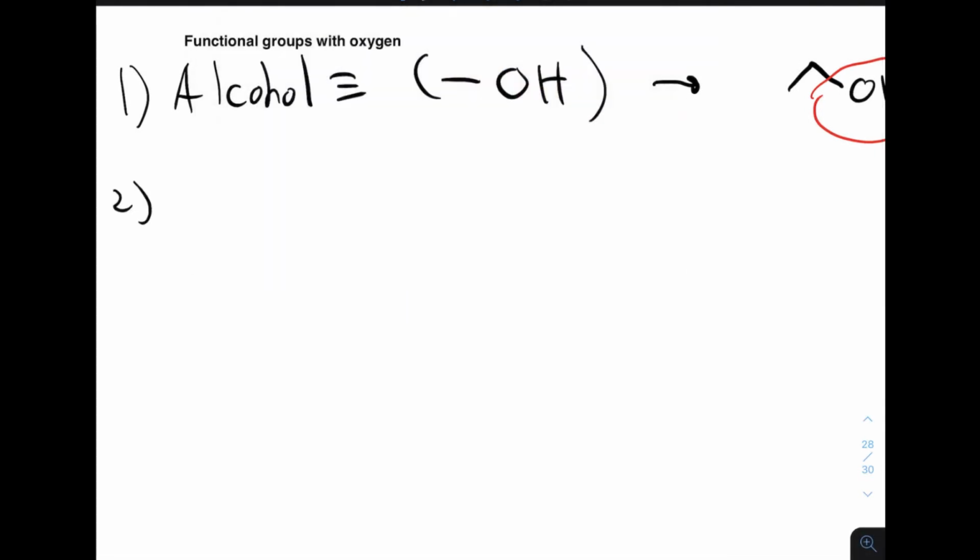So for our next example, let's talk about ethers. An ether group is any group that looks like this: an oxygen with 2 things bonded to it that are not just hydrogens. Okay, that's kind of an important distinction here.